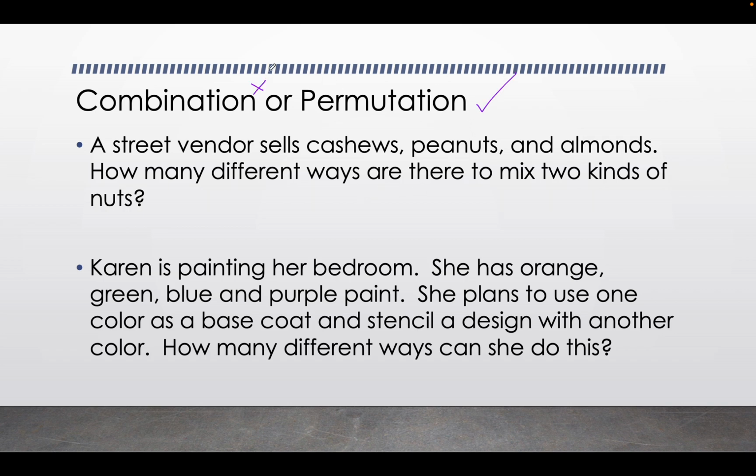A street vendor sells cashews, peanuts, and almonds. How many different ways are there to mix the 2 kinds? I would consider that a combination because it does not matter what order you list them in. Say if you tell the vendor, I want cashews and peanuts, or if you say peanuts and cashews, those are the same thing. So that's a combination.